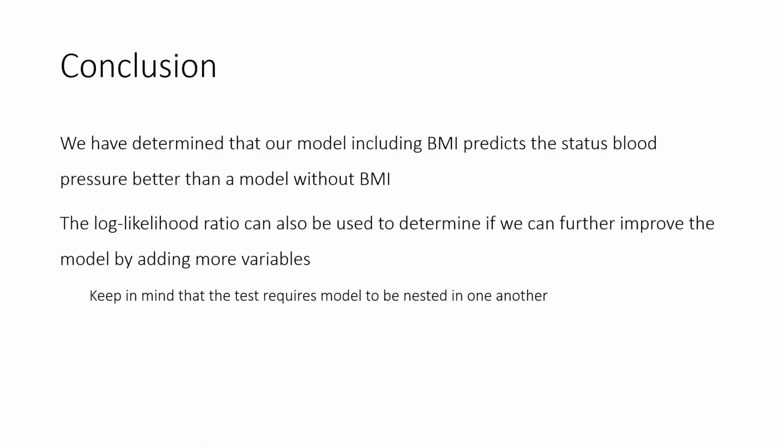We can also use the log likelihood ratio to determine if we can further improve our model. So, for instance, let's say that we would want to add another variable to the equation, say, for instance, whether somebody is physically active or not. We can then determine whether that actually improves the likelihood function compared to a model in which we just had BMI. So we can use it to compare nested models, which is an assumption when we use this log likelihood ratio.